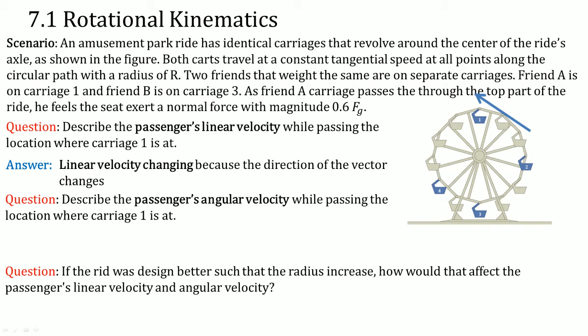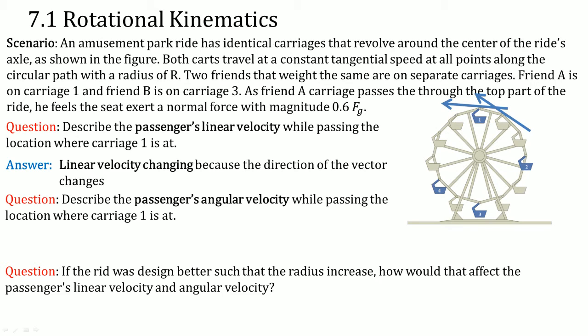This is the carriage before it reaches the first location, and when it reaches the first location, that's the new linear velocity. Notice that the direction of the vector changes, therefore the linear velocity changes.